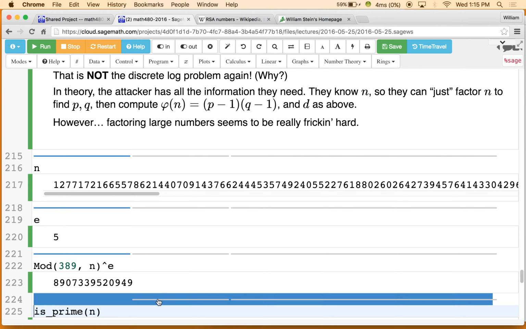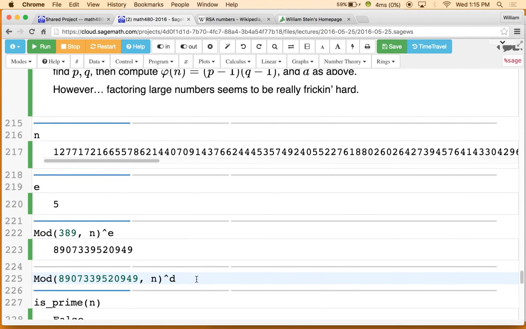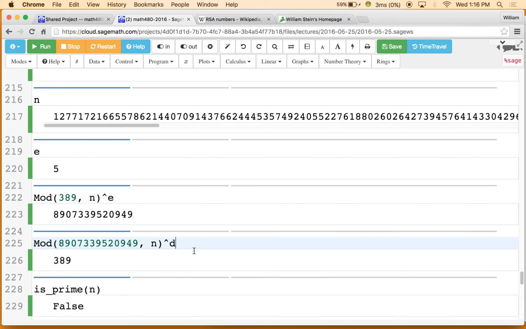Once you have that message, you can take it, as the person who knows the secret key, which is the d, and you just raise that to the power of d. And what should I get when I hit Shift Enter right now? What's it going to print out? It's going to print out 389. I hope. Yep, look at that. And the reason is because of this a to the power of phi of n is 1 mod n thing. It's Fermat's little theorem, a fact from group theory.